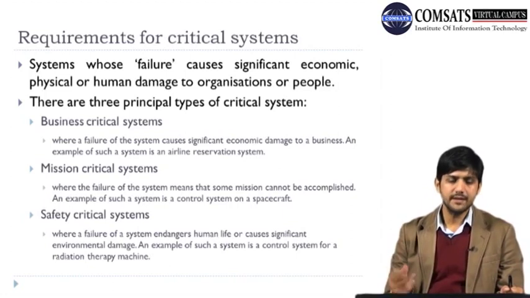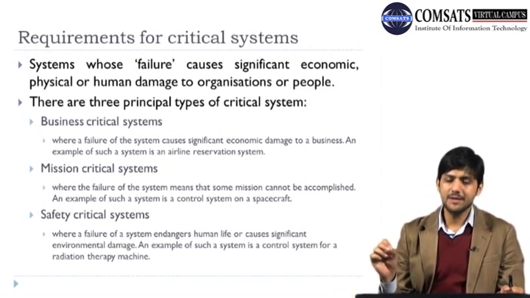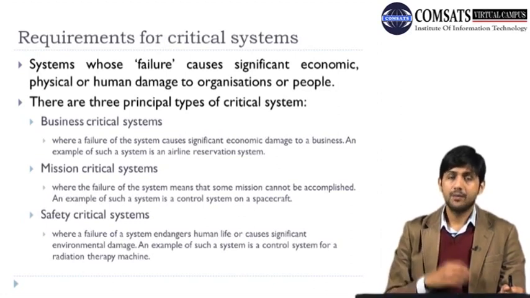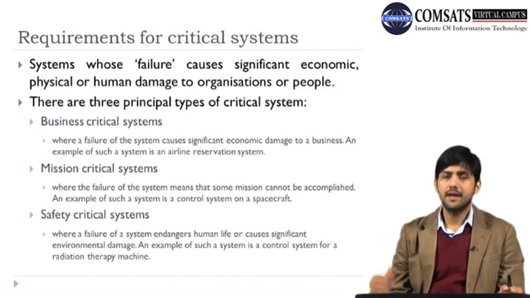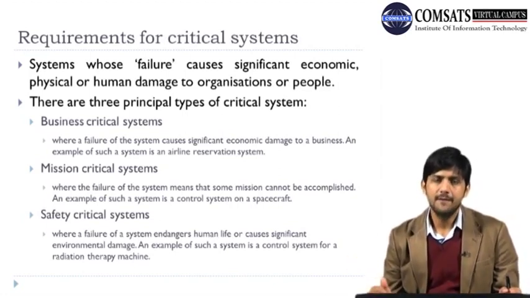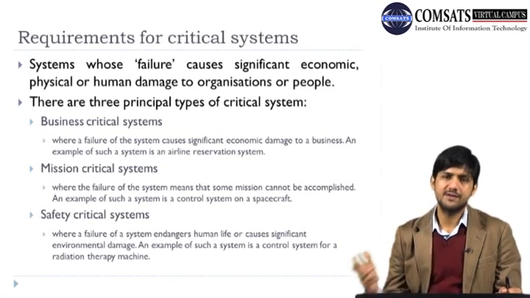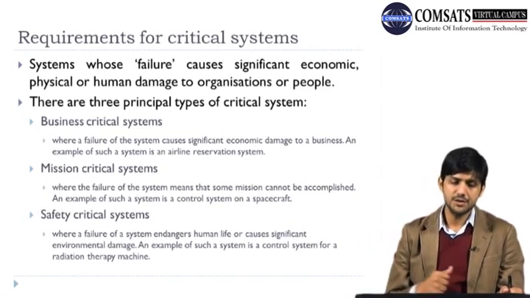So what are business critical systems? Where failure of the system causes significant economic damage to a business, and an example of such a system is an airline reservation system. So imagine that an airline company only reserves through that reservation system. Now if that system is down, then it is going to miss lots of reservations, and there would be lots of economic loss to that particular organization.